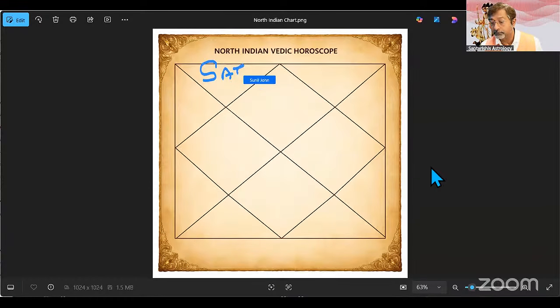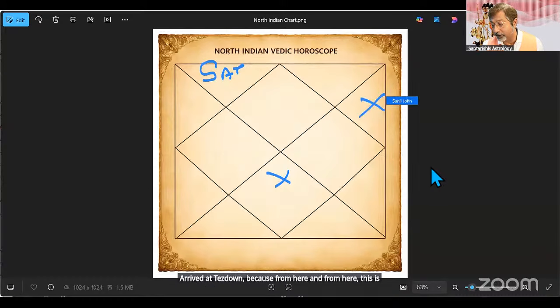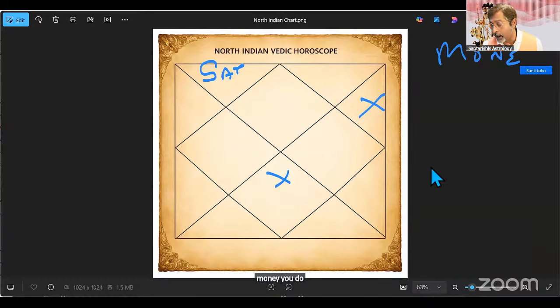Saturn here will be from which house? 8th house. This house. Correct? Write this down. Because from here and from here, this is 4th, this is 8th. Money. You do wrong money dealings, for example, stock market gambling.